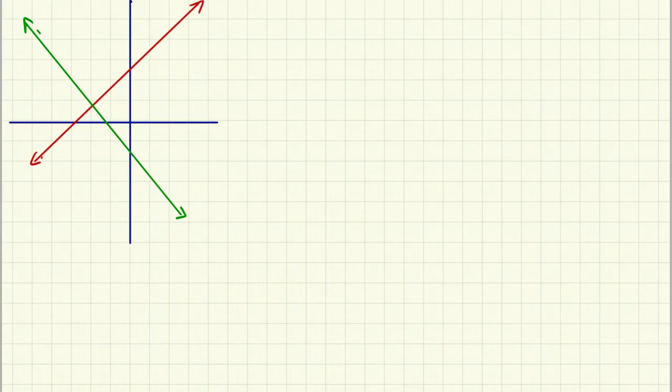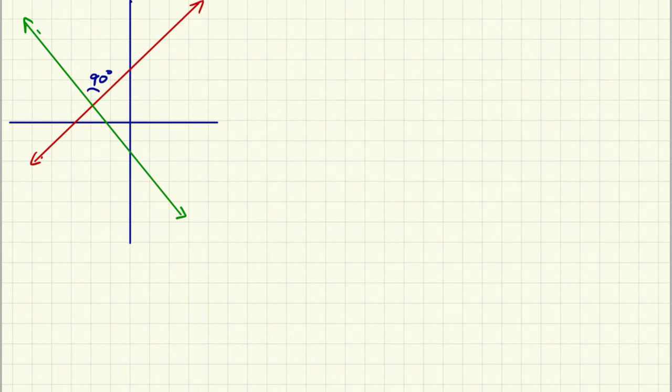So if we take a look at this graph, I have the line in green and the line in red, and they come together at 90 degrees, which means that one of those angles is 90 degrees. If one of the angles comes together at 90 degrees, then all of the angles are going to come together at 90 degrees. So basically we define perpendicular lines as lines that come together and form a 90-degree angle.